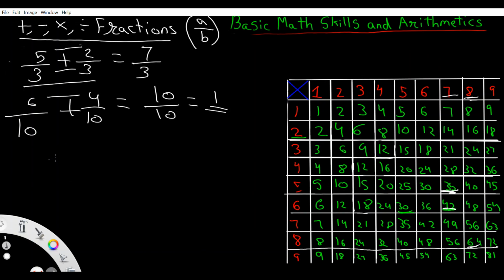If you want to add 4 over 6 plus 3 over 6, this becomes 7 over 6. You add the numerators together.